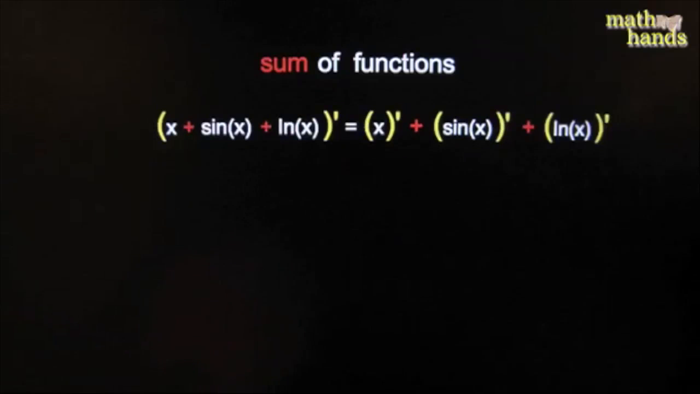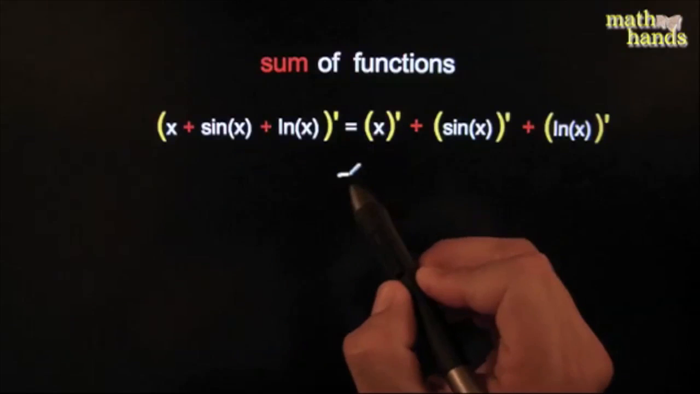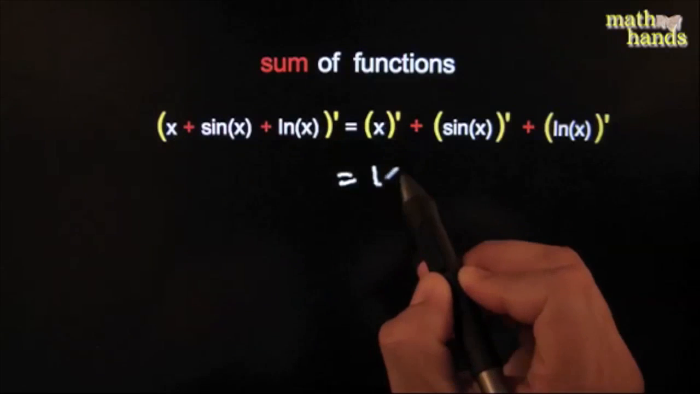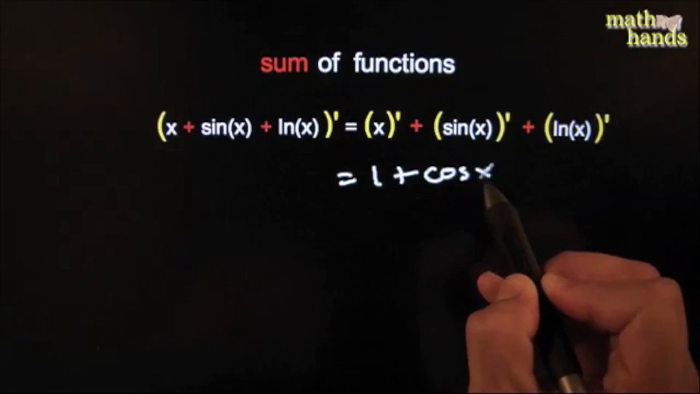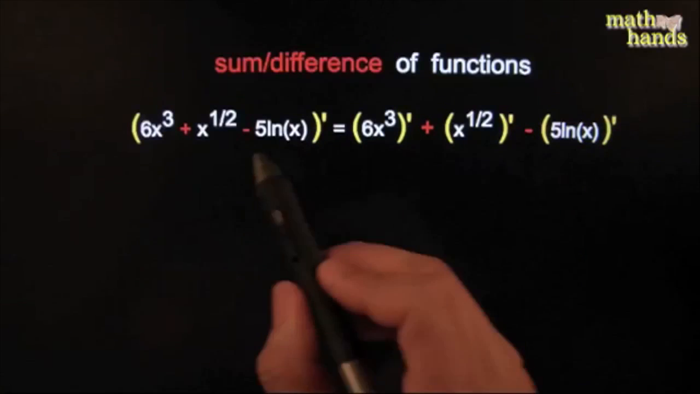I'm getting tired of these. Maybe we do one more, and then we got to switch it up a little. Okay, maybe I do 2 more. The derivative, if you have 3 things, the derivative of x is 1, the derivative of sine is cosine x, plus the derivative of ln x is 1 over x. Done.